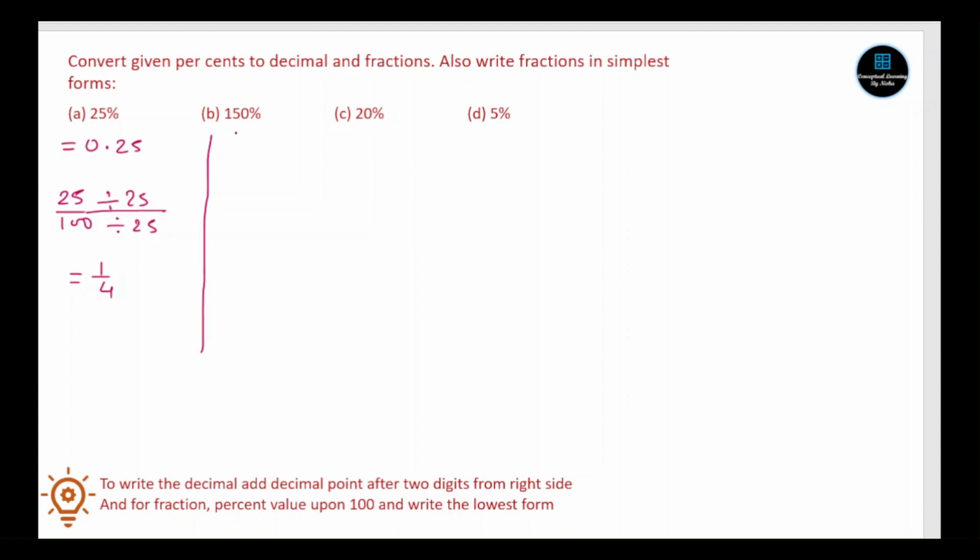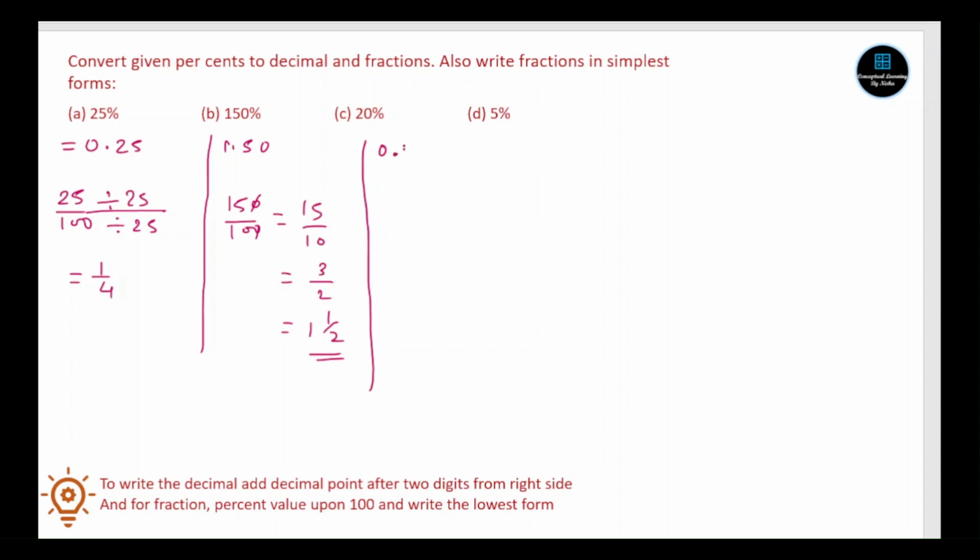Same way, 150%. So yes, 1.50 is the decimal value. And 150 upon 100. So what do we get? 0, 0 cancel out. 15 upon 10. And on simplifying, I'll get 3 upon 2, which is nothing but 1 whole 1 upon 2. Alright, great.